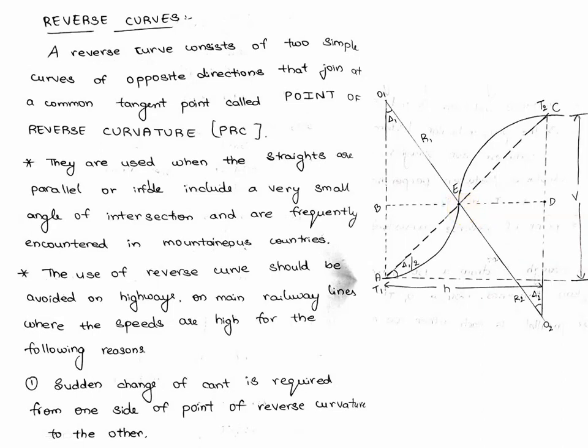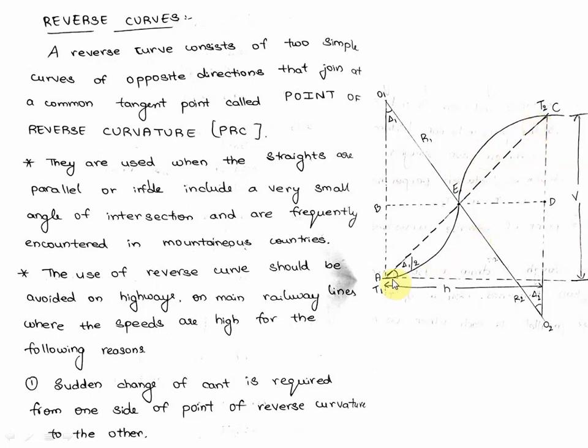So the reverse curve consists of two simple curves. Here you can see this is one curve, this is one curve. So this one is the reverse curve. Here is one alignment and here is another continued alignment. So this is the reverse curve alignment. This is one curve and this is another curve.